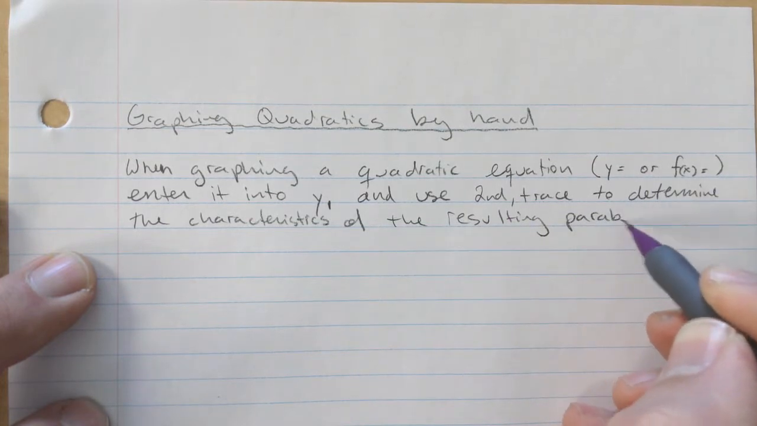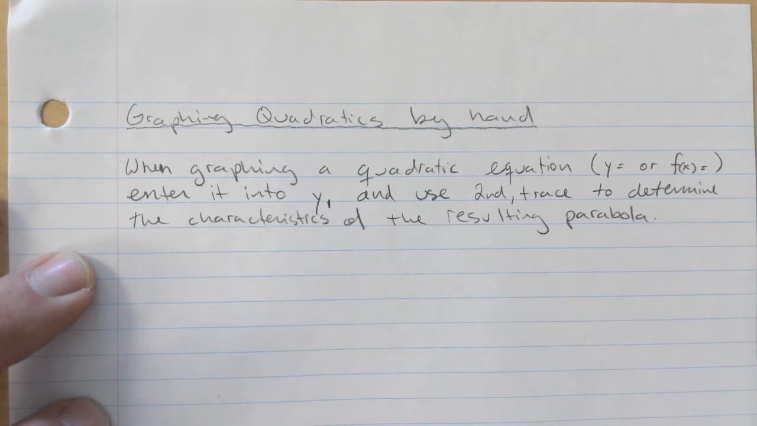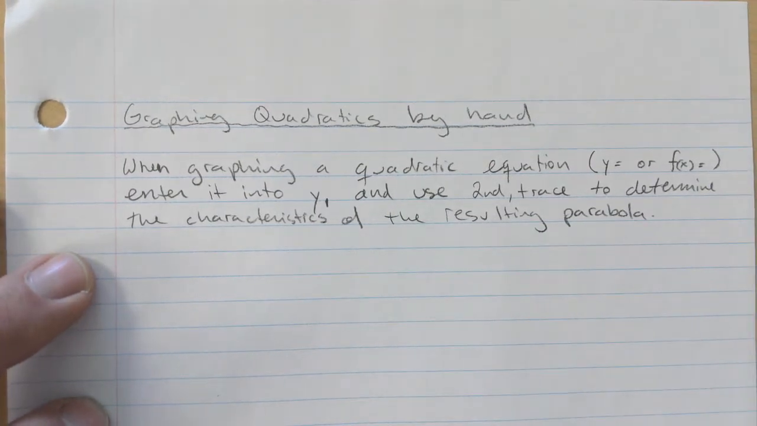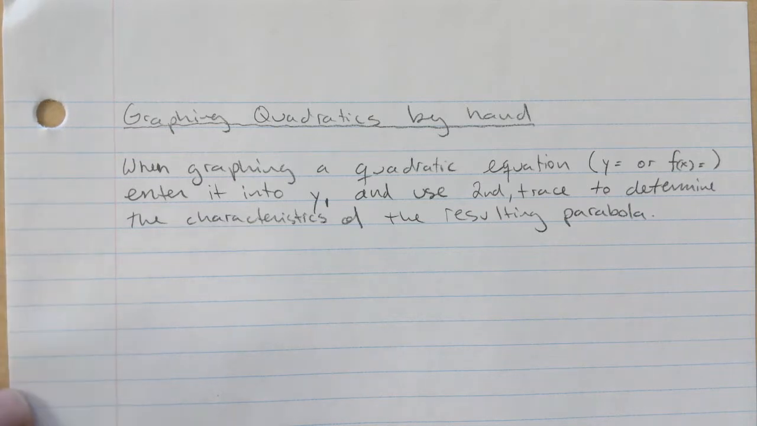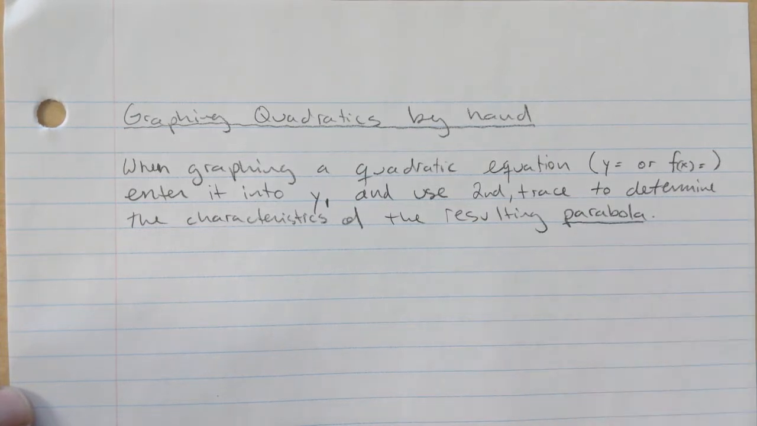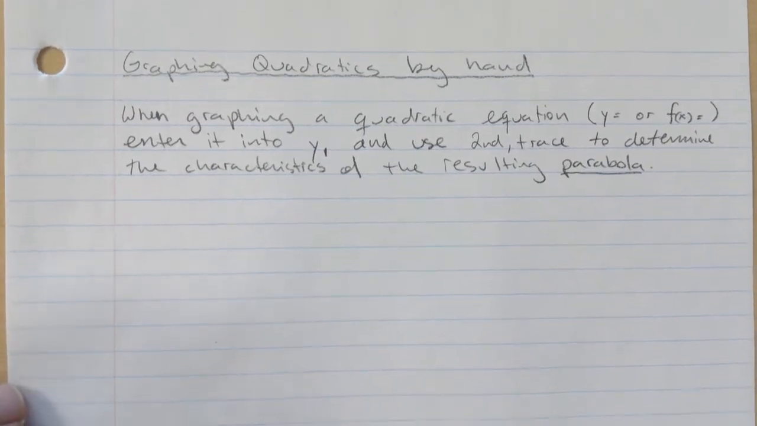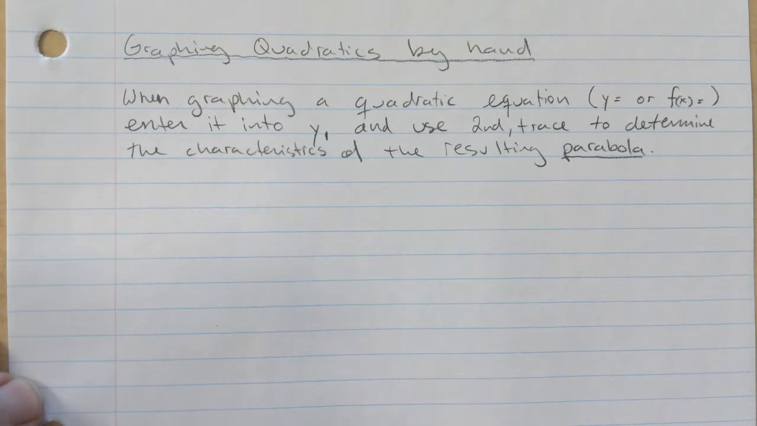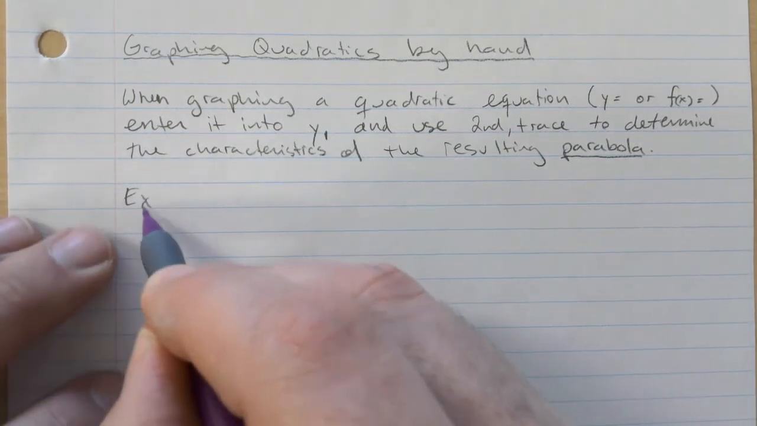And parabola is the name of the graph resulting from a quadratic equation, okay? So if you have a quadratic equation and you want to graph it, it's going to be a horseshoe, and that shape and that graph is specifically referred to as a parabola, okay? So it shouldn't scare you. So let's do a couple.